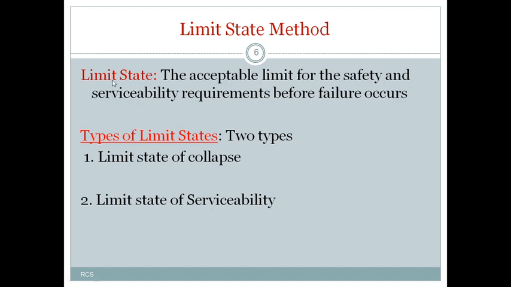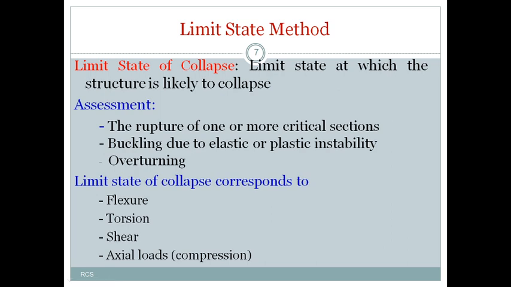Right? And these limit states are of two types. Those are the limit state of collapse and the limit state of serviceability. The limit state of collapse is the limit at which the structure is likely to collapse. Right? How do we assess the collapse of a structure? We say the structure is collapsed if rupture happens in one or more critical sections of a member, or buckling happens in that member, or overturning of the structure takes place. In these situations, we can say the structure is collapsed.